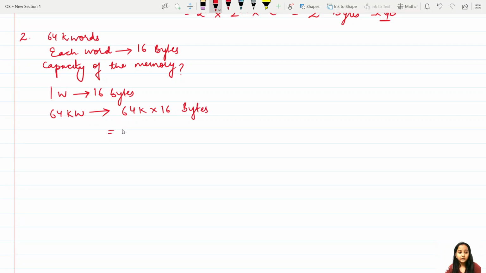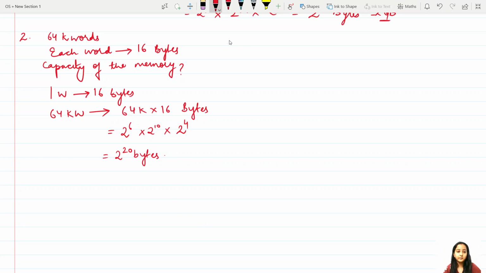So let me calculate it. It is 2 raised to power 6, 2 raised to power 10, into 2 raised to power 4. So what will it be? 6 plus 4, 10, 2 raised to power 20 bytes, right? So this is how you calculate the size of the memory.